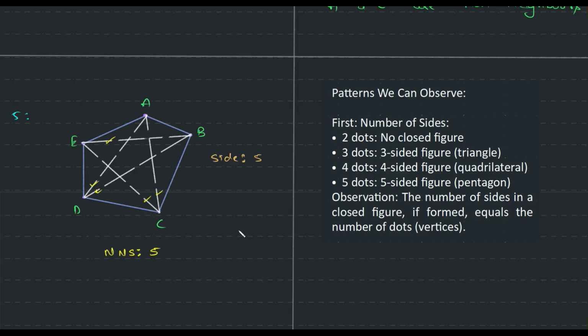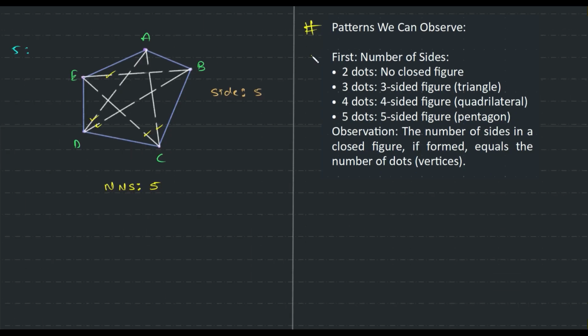Okay. Now pattern we observe. First, the number of sides. 2 dots has no closed figure, while 3 has 3 sides, 4 has 4 sides, 5 has 5 sides. So basically, our observation is that the number of sides in a closed figure, if formed, equals the number of dots. And these dots are known as vertices. So here, there are 5 vertices.